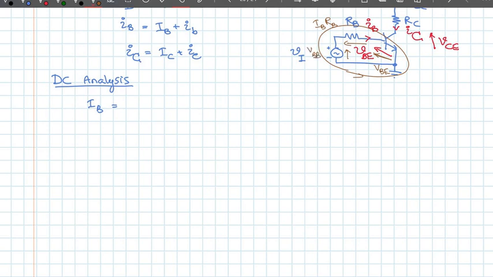Therefore I can write the expression and obtain IB to be capital VBB minus capital VBE divided by RB, by just writing the Kirchhoff's voltage law above. So IC therefore is beta times IB, because I have ensured that this is in proper biased condition.